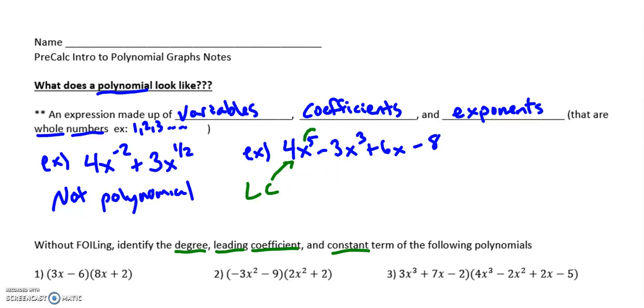Degree is just a really fancy way of saying the largest exponent. So right here I have a degree of 5. And lastly, constant. Constant is the number that's not going to change. It's the number that's independent of the variables. So in this case, negative 8 is my constant. No matter what the value of x is, negative 8 is never going to change. So I have leading coefficient, degree, and constant. They're going to be the most important parts of my polynomial.